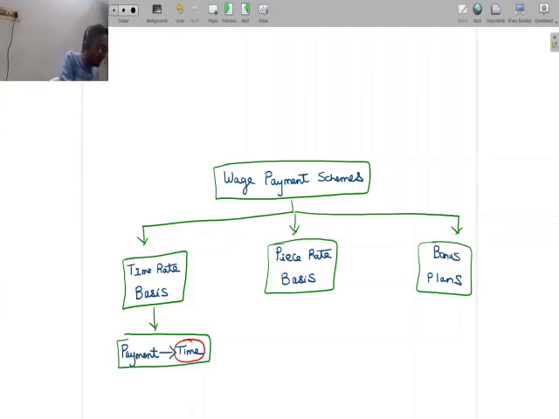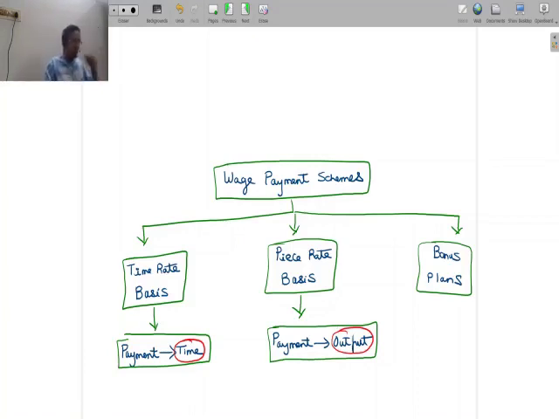Then comes our piece rate basis, where the payment made to the workers is linked to the output. So instead of telling the workers, I'm going to pay you 20 rupees for every hour that you have worked, I am telling them, for every unit that you produce, I'm going to be paying you, let's say, 5 rupees or 10, whatever is the rate. So I fix a rate for every unit of output, and hence my payment would depend on the output produced by the workers.